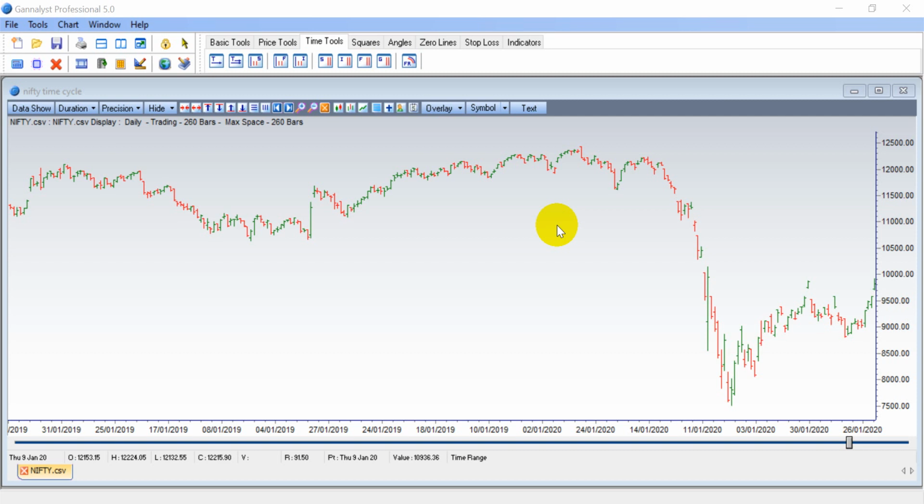Now, in front of me, I have a chart of Nifty. Nifty is a very liquid instrument, and this needs to be applied on an instrument which is very liquid, which has a good amount of volume. Don't apply it on mid and small cap stocks where volumes are not good, so wherever more participants are there. I'm using a software called Gann Professional. This is a free software. You can Google it and get it.